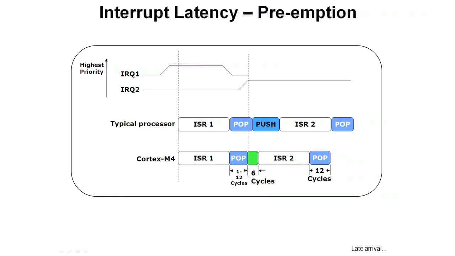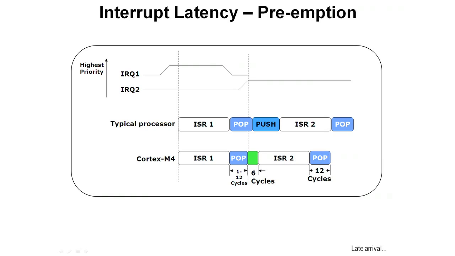The next item in terms of NVIC interrupt latency is called preemption. Well, this isn't preemption in the typical thought. This is preemption of the pop or push process. The diagram at the top shows the interrupt request for the highest priority interrupt going off. We service it, it's done, and then we have a second interrupt go off.